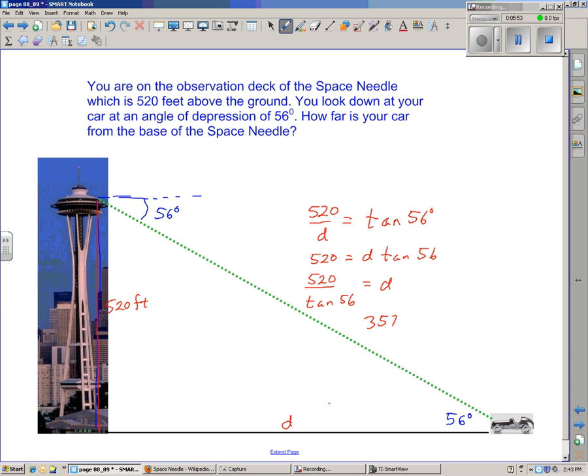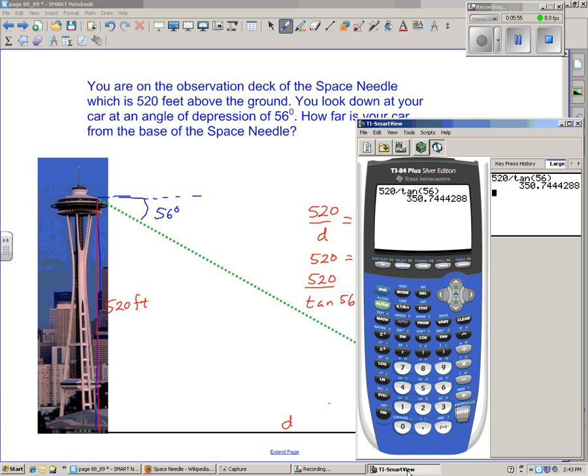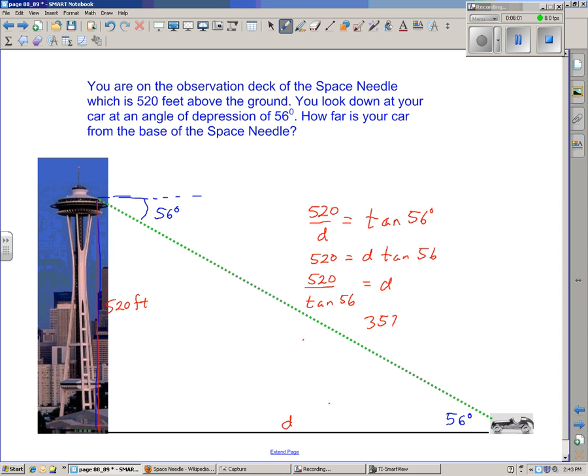How much was that? 350.7. So d is equal to 350.7 feet.